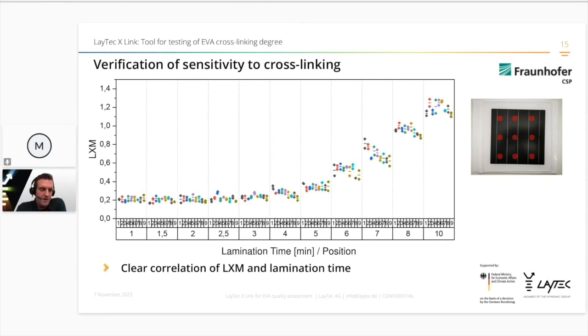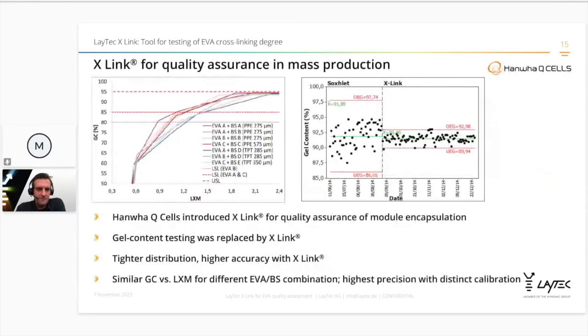So after about 3 minutes of lamination, we have a sufficient degree of cross-linking so that we do see a clear scaling of the LXM value with increasing lamination time, which means with increasing degree of cross-linking. So particularly in that part, which is critical for production, we're very sensitive and are able to resolve the degree of cross-linking.